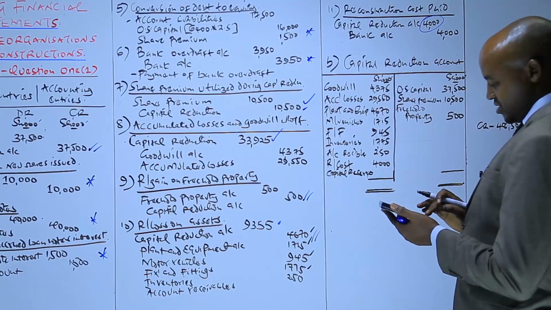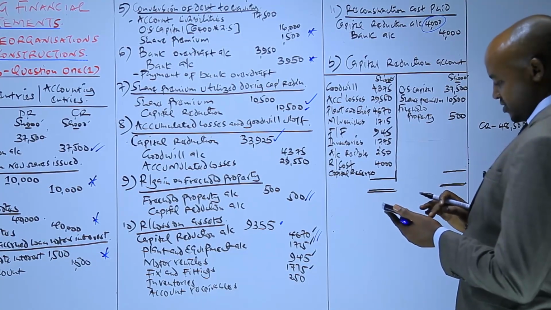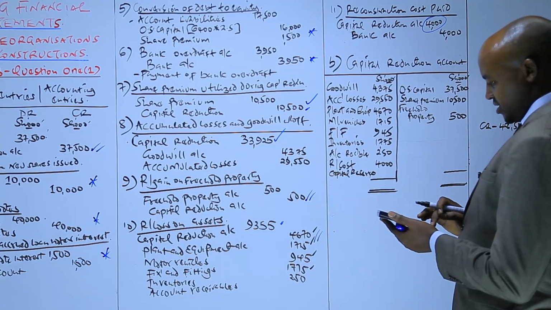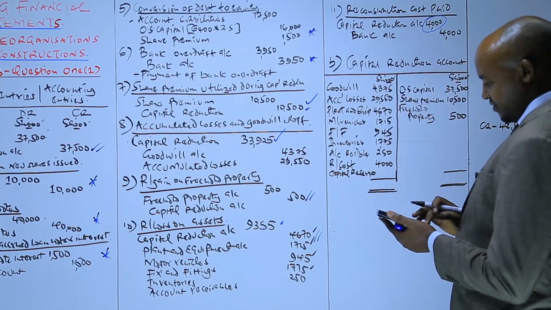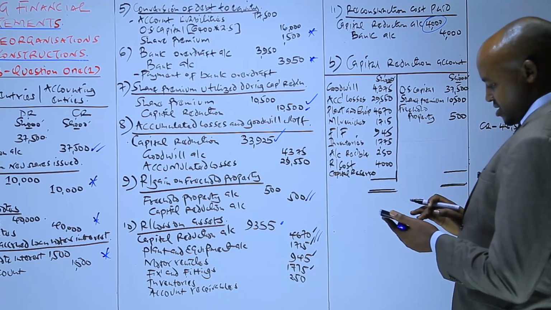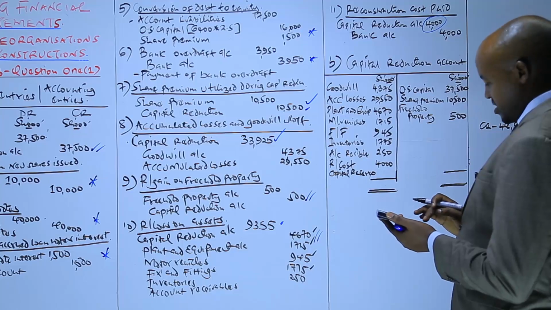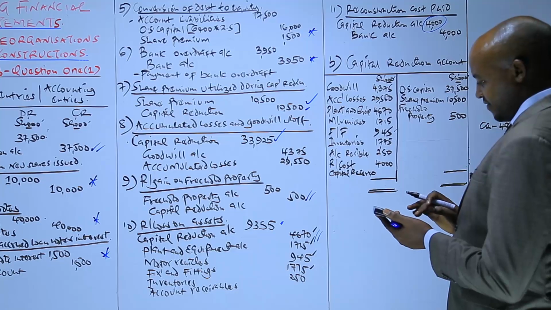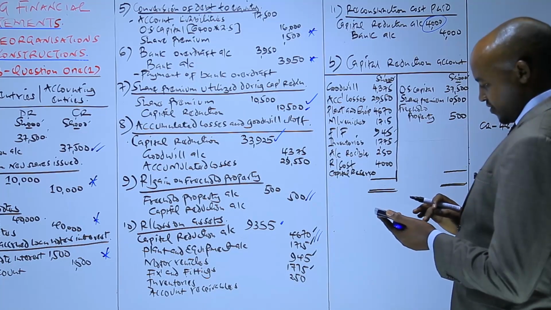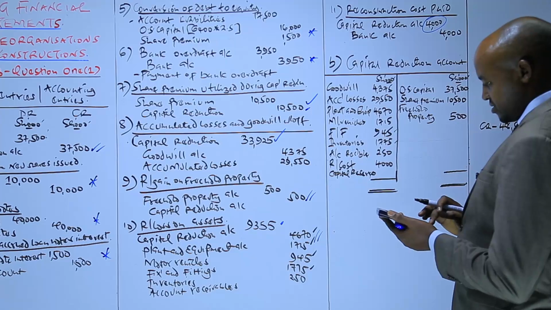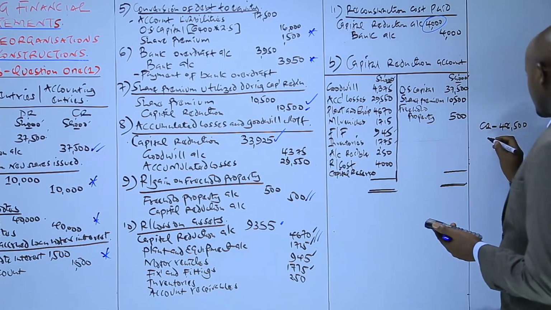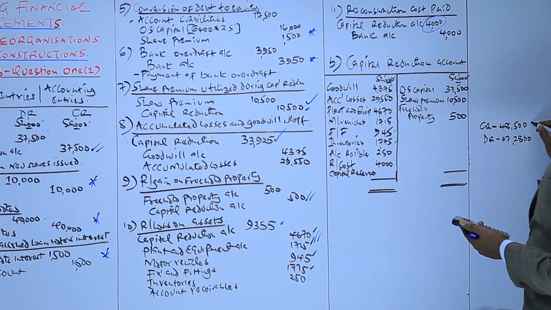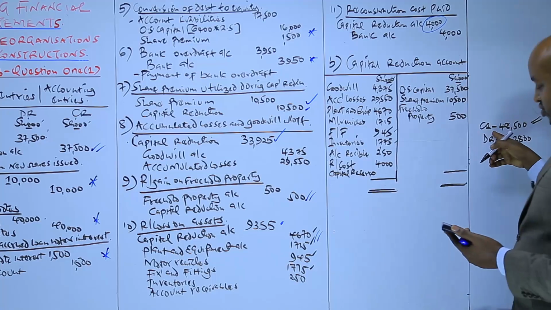We have 43.75 plus 29.550 plus 46.70 plus 17.15 plus 9.45 plus 17.75 plus 250 plus 4,000. Yes, the total on the debit is coming to 47,280. So it means the amount which is more is the total on the credit.